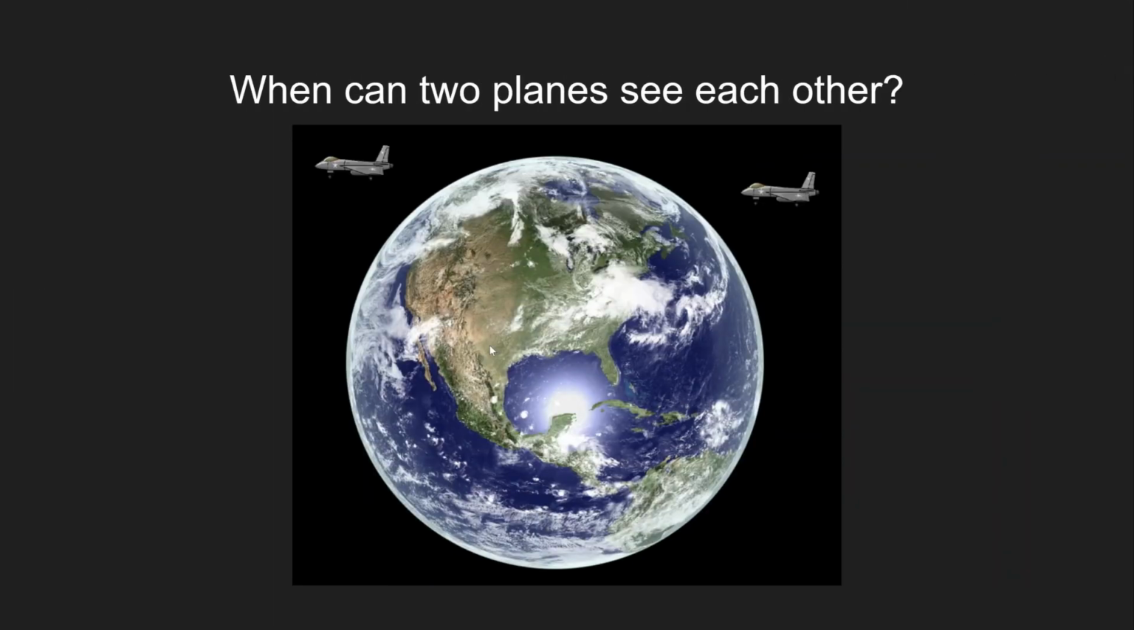Line of sight is all about figuring out if two objects can see each other. For our example, let's consider two aircraft flying above the Earth.